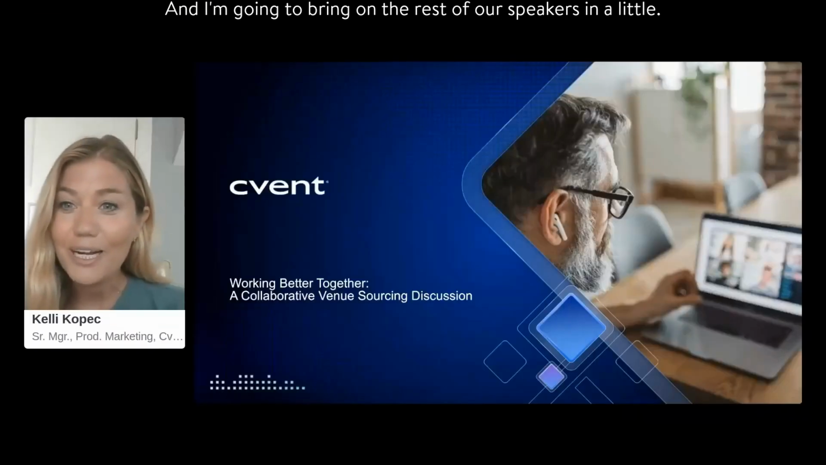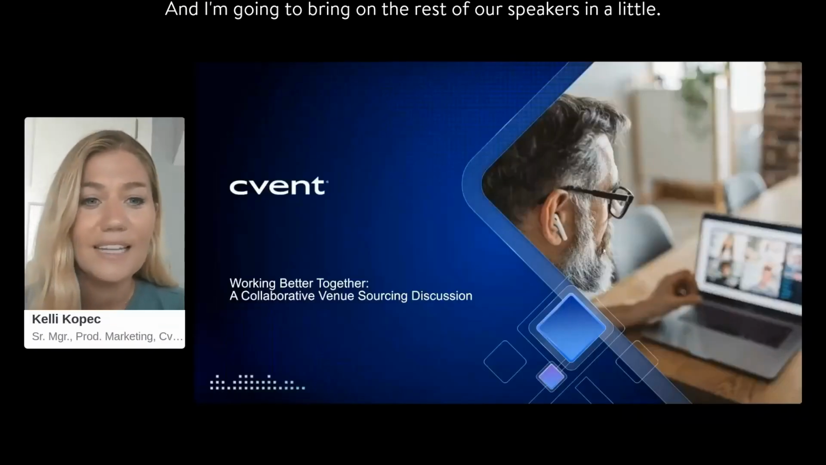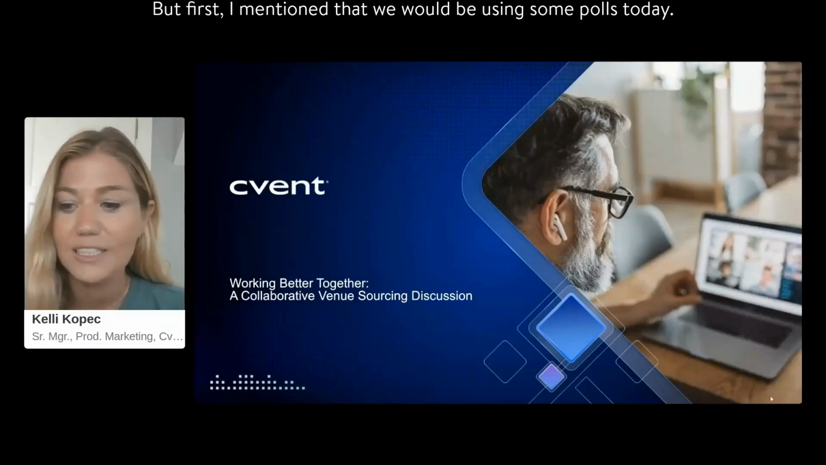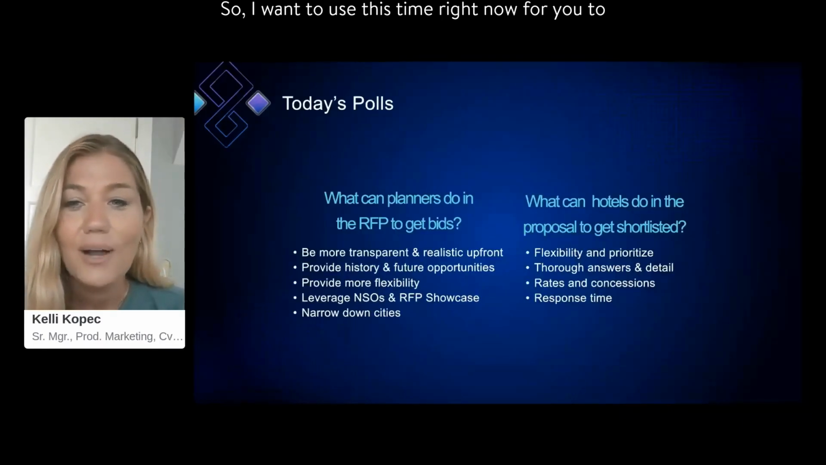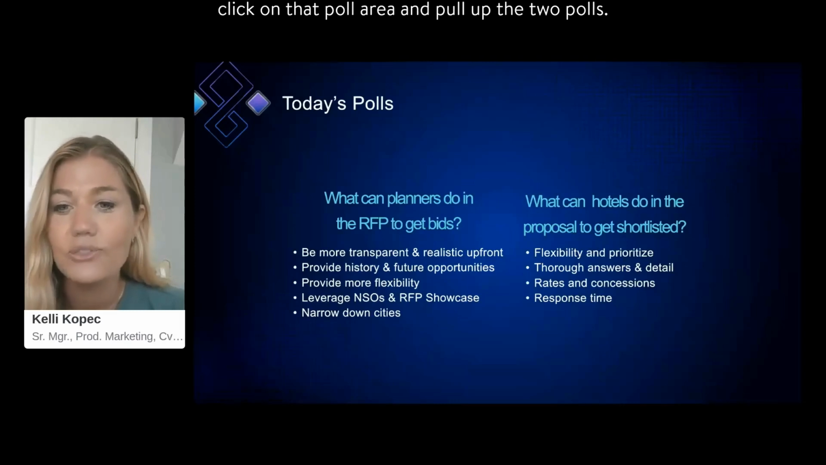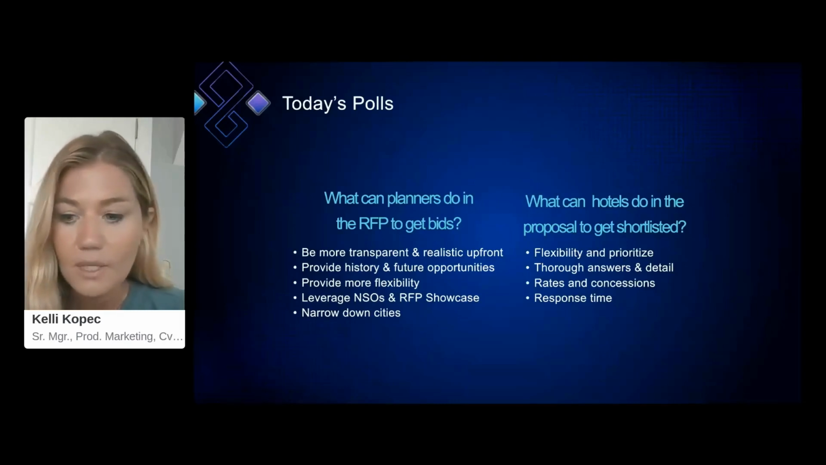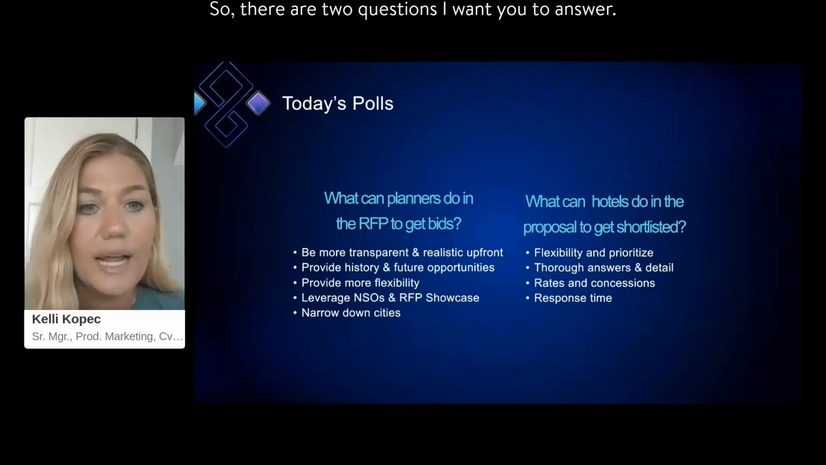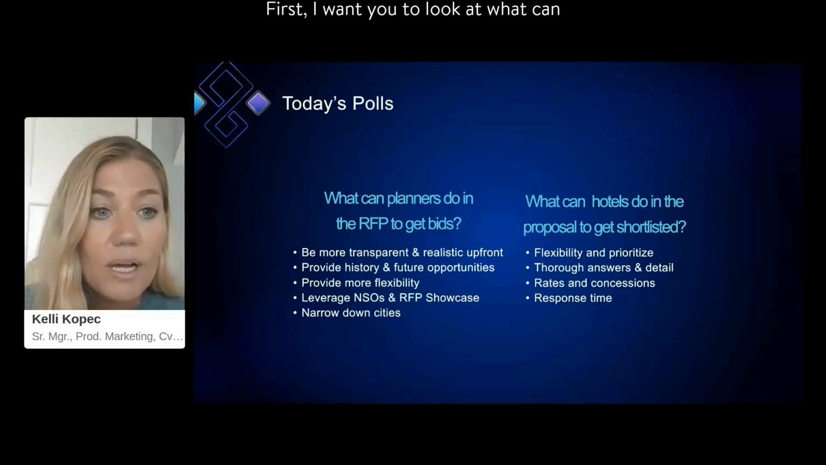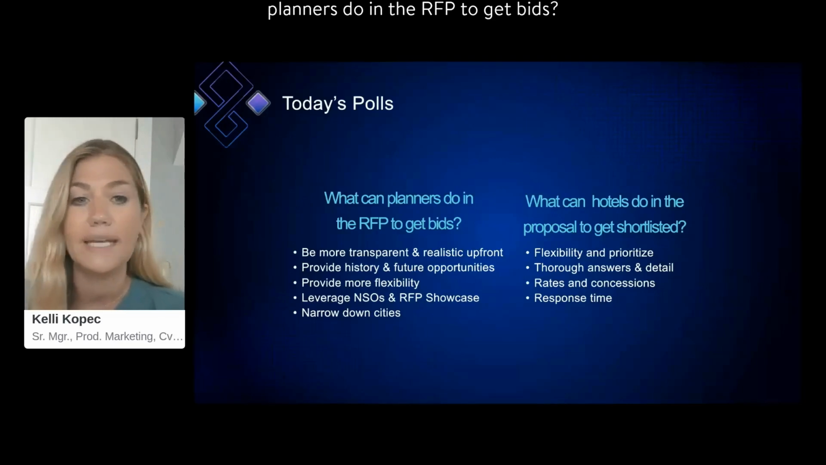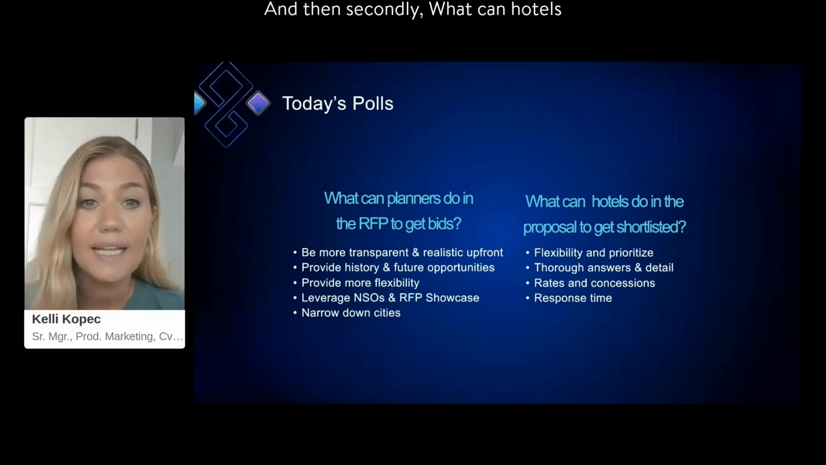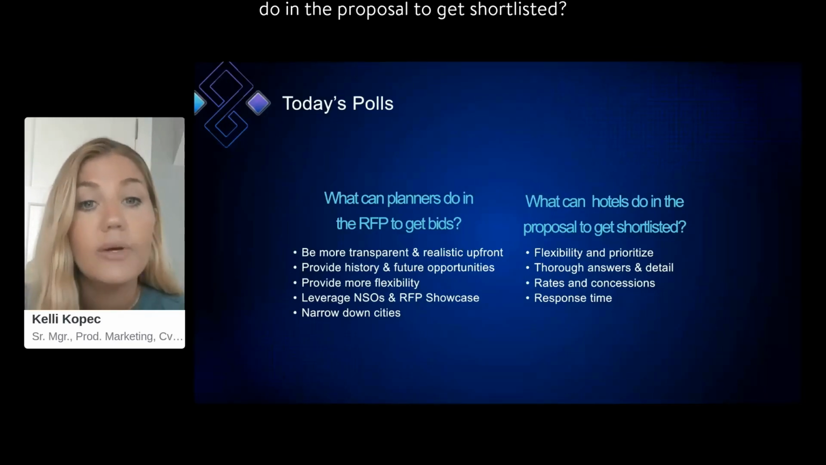I'm going to bring on the rest of our speakers in a little bit, but first, I mentioned that we would be using some polls today. So I want to use this time right now for you to click on that poll area and pull up the two polls. There are two questions I want you to answer. First, what can planners do in the RFP to get bids? And then secondly, what can hotels do in the proposal to get shortlisted?